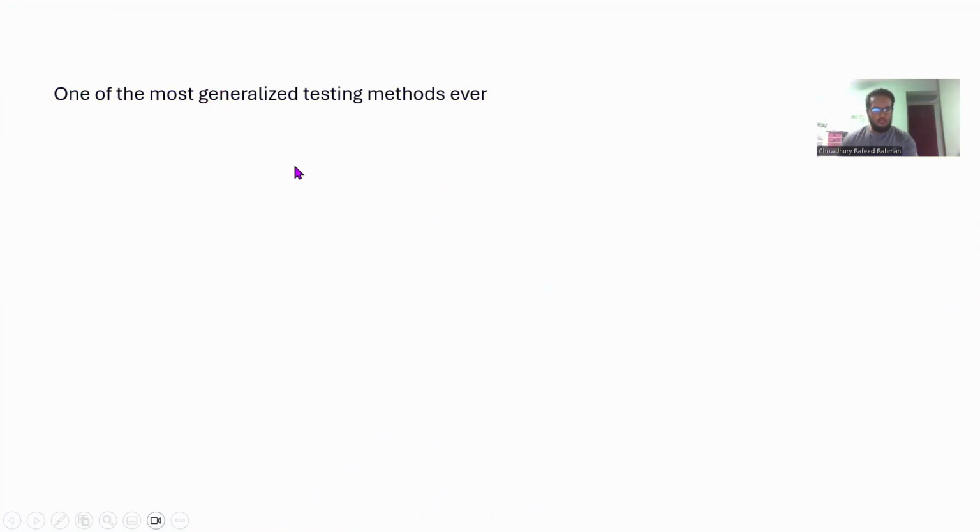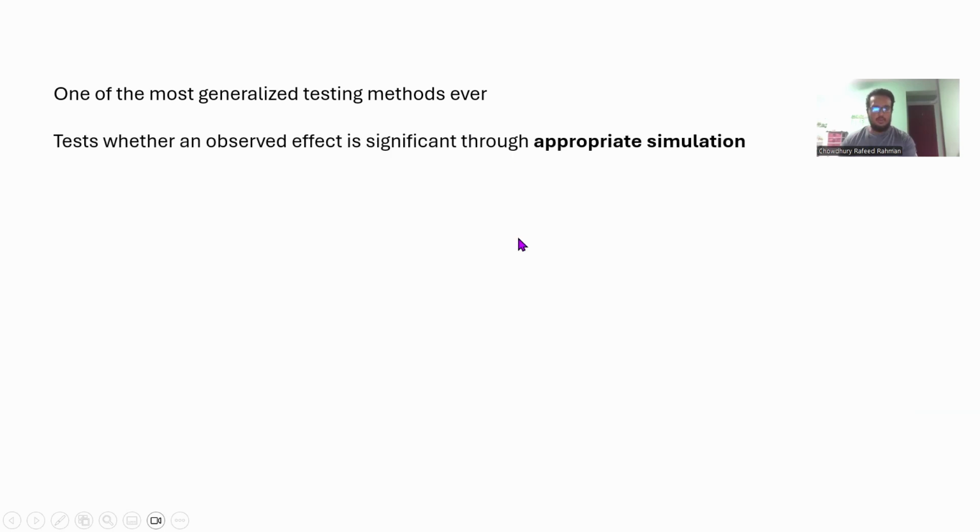This is one of the most generalized testing methods ever. That's point number one. Point number two is you can test whether an observed effect is significant just through simulation, and it can be any observed effect. I will show you that using 3 examples. There is no assumption involved of any particular data distribution, so it's applicable to any distribution.